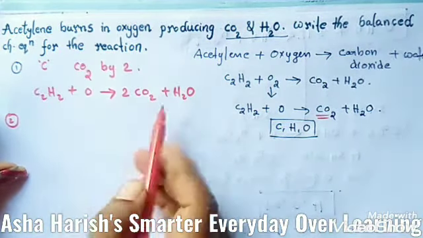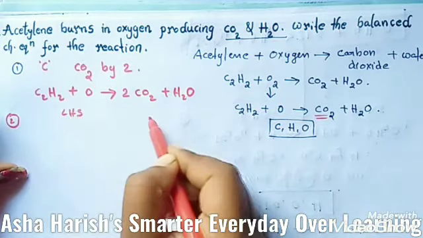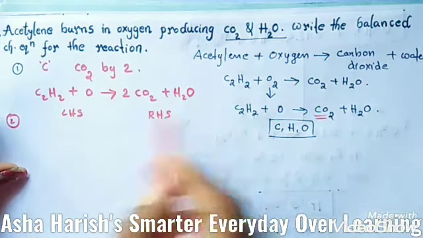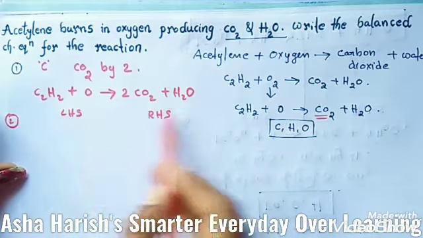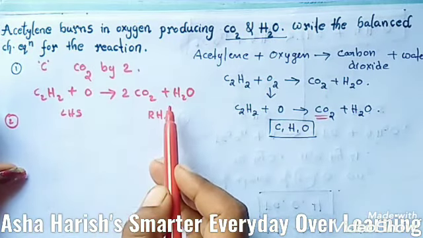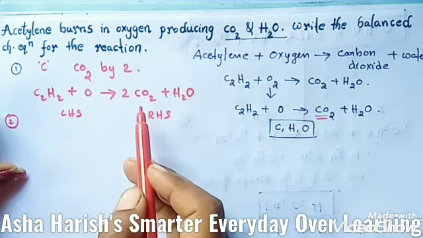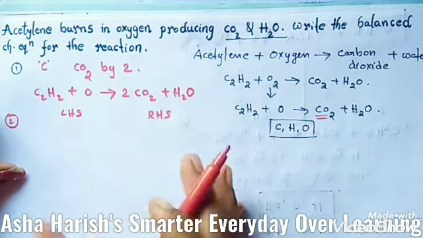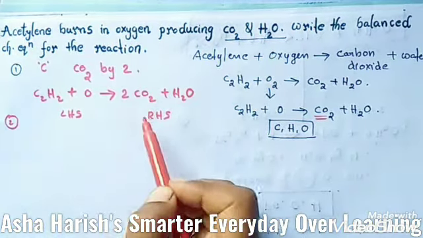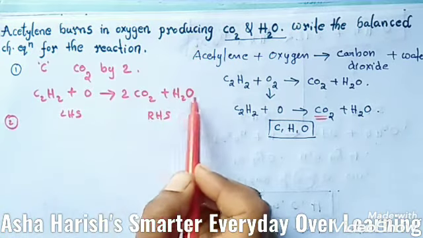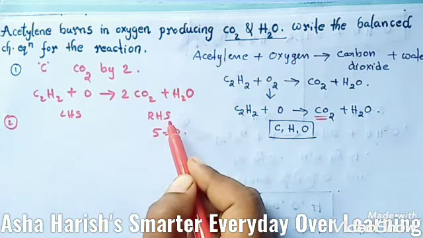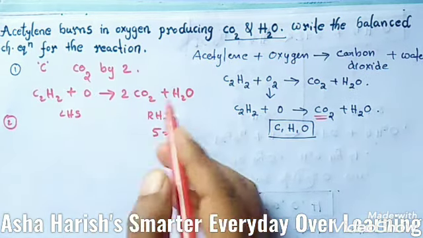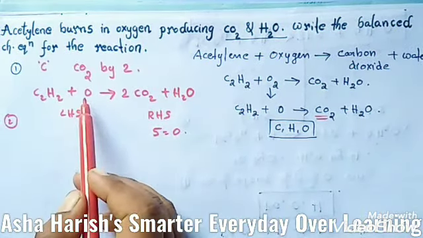Is same on both sides. This is LHS, this is RHS. So here hydrogen atoms 2, here also 2. Now the number of hydrogen atoms on both sides is same, but there are 5 atoms of oxygen. Here 2 2s 4, 4 plus 1 is 5. 5 atoms of oxygen in RHS as against 1 on LHS.